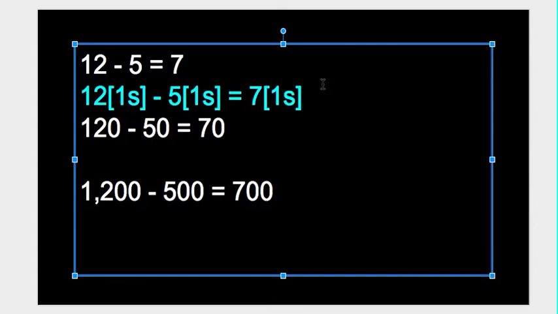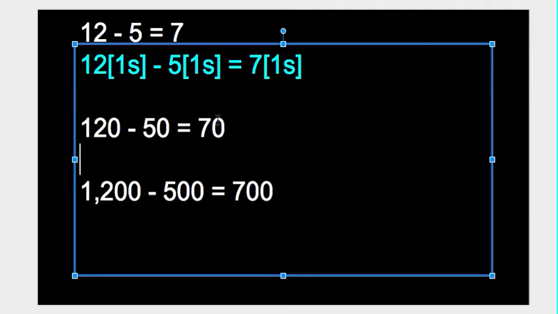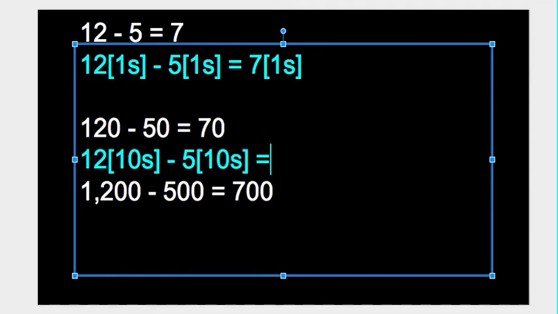If we look down below here, change my color again for you. This is just 12 tens. We know that 12 times 10 is 120, minus 5 tens is equal to 7 tens. Do you see how all I'm doing is just adding in the tens there? If you take those tens out, it's still 12 minus 5 is equal to 7.